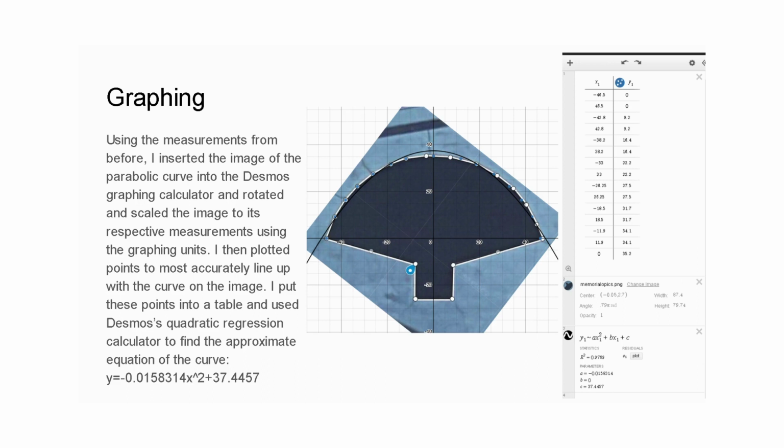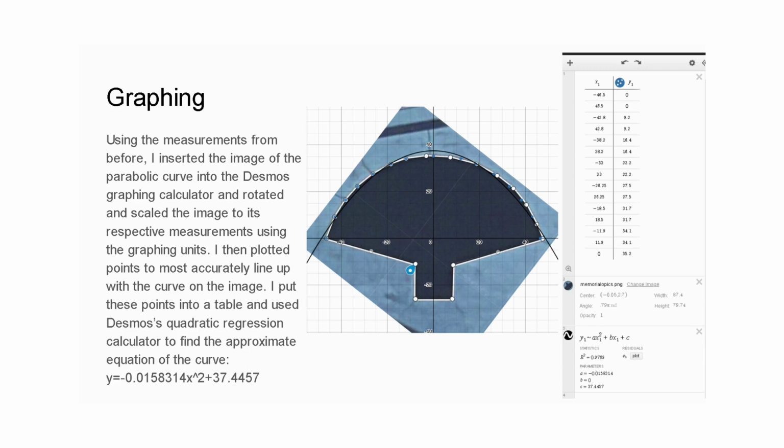In terms of graphing, I used the measurements from before, and I inserted the image of the parabolic curve into the Desmos graphing calculator, and I rotated and scaled the image to its respective measurements using the graphing units. I then plotted points to most accurately line up with the curve on the image. I put these points into a table and used Desmos's quadratic regression calculator to find the approximate equation of the curve, which was y equals negative 0.0158314 x squared plus 37.4457.